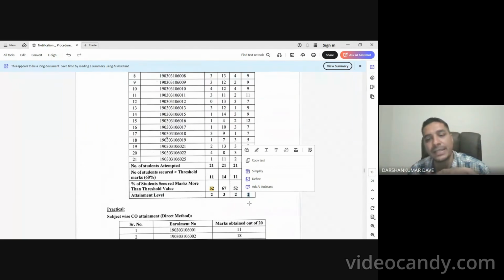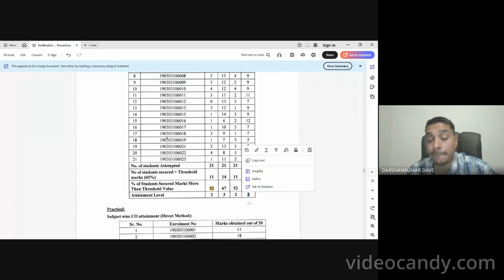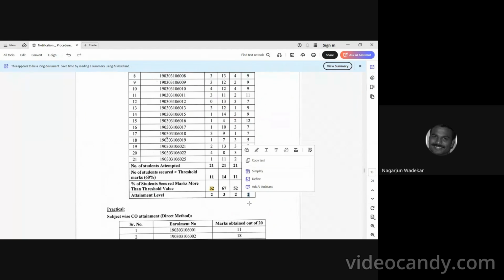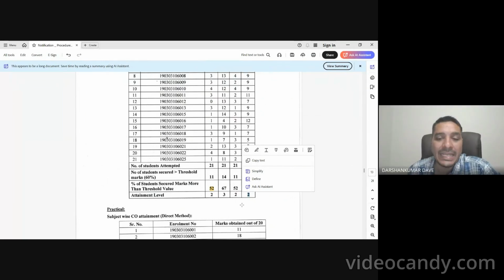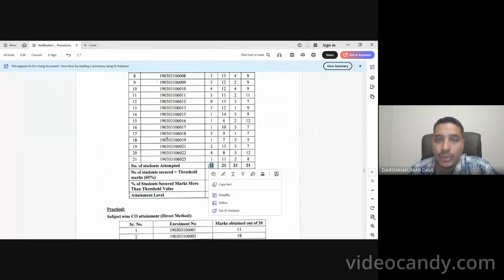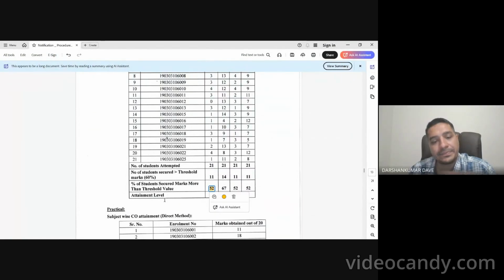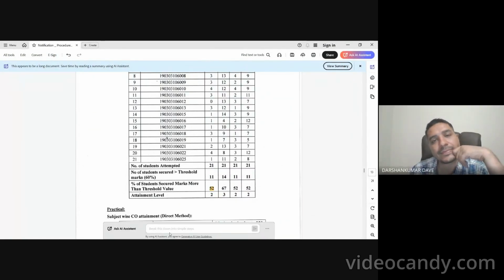The screen we saw at the end of the PPT, that is used here. Is this clear? This depends on the specific university, from course to course. Yes, sir. How did you calculate the percentage of students who secured marks more than the threshold value? That is what I explained. It is this number divided by this number, into 100. Yes, it gives you this. Okay.